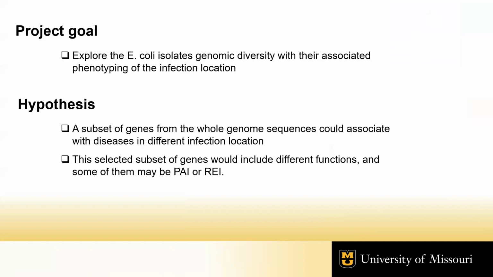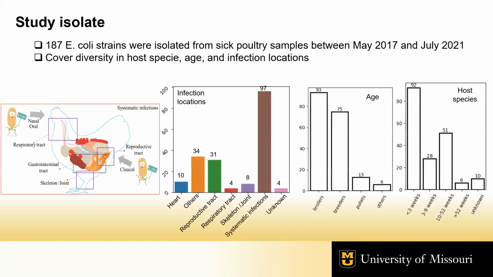So the project goal of this study aimed to explore the E. coli isolates' genomic diversity with their associated phenotyping of the infection locations. And we hypothesized that a subset of genes from the whole genomic sequence could associate with disease in different infection locations. Those selected subsets of genes would include different functions, and some of them may be PAI or REI.